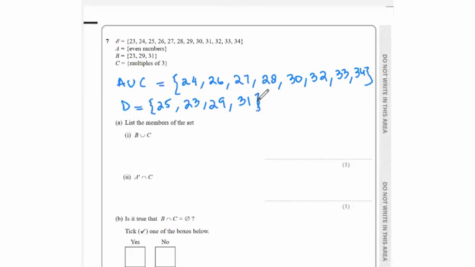That's it. This would be D then. Because if we find the intersection of A union C and D, there is nothing common between them. And only in this case, we would get a null set.